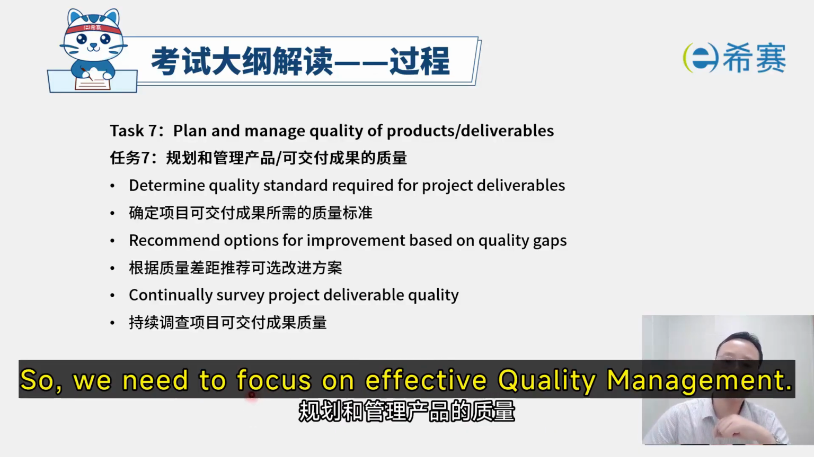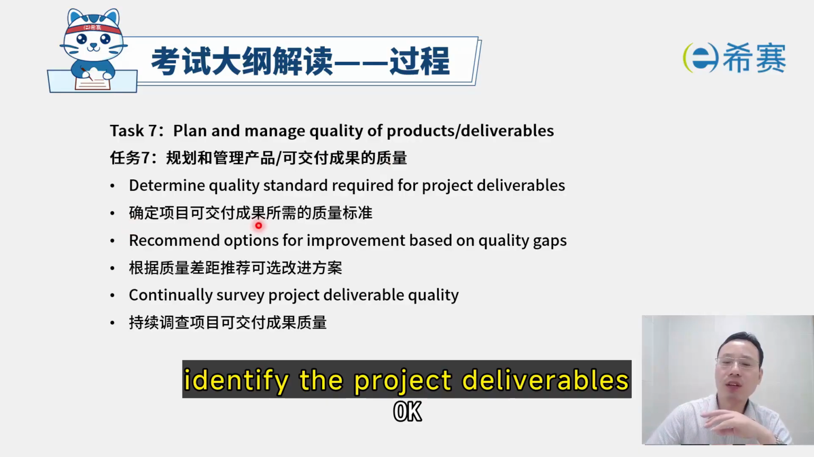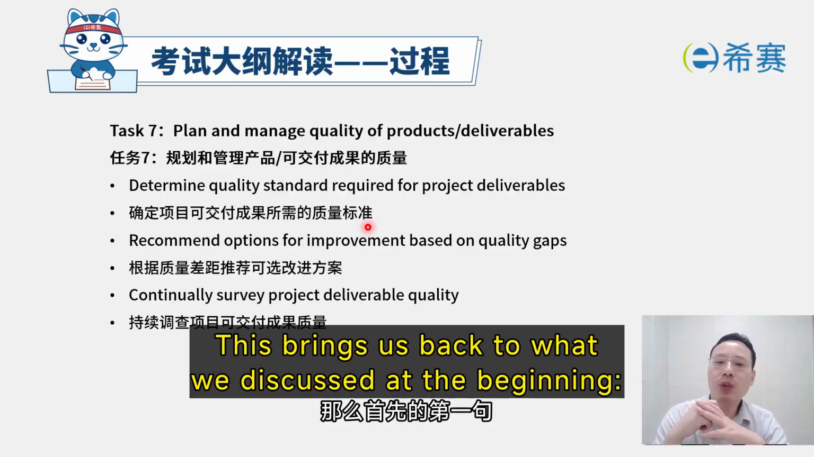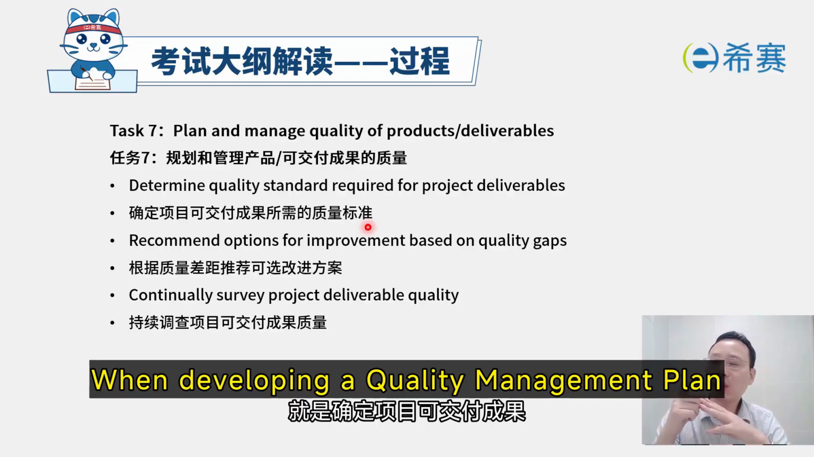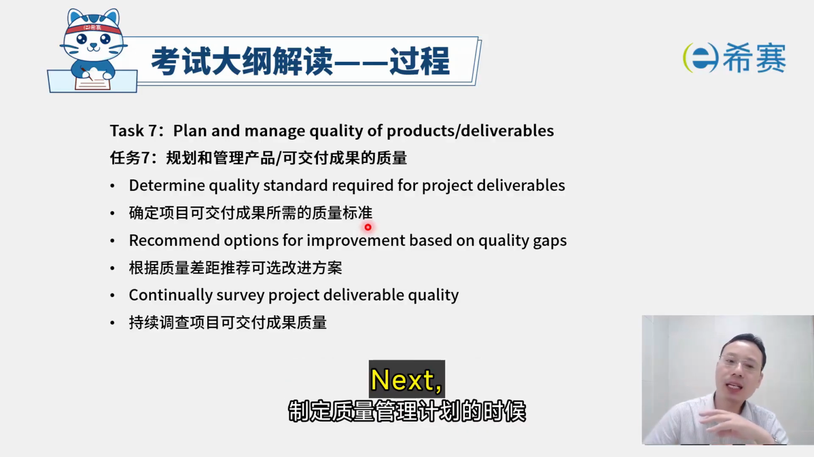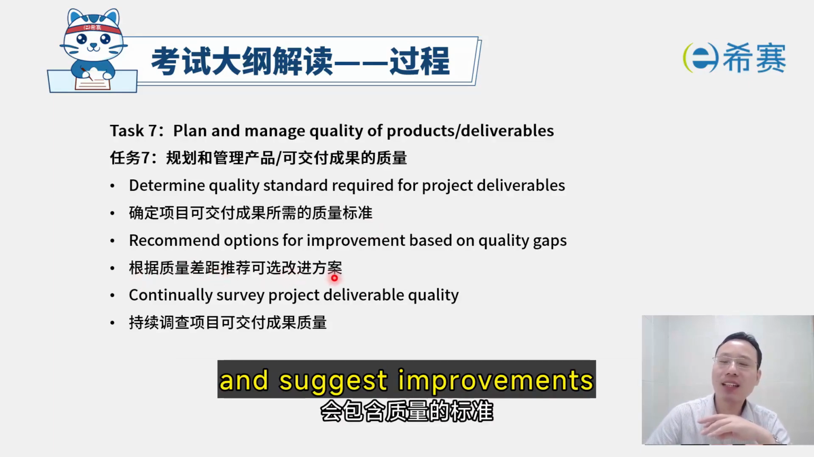Alright. So, we need to focus on effective quality management. The first step is to identify the project deliverables and establish their quality standards. This brings us back to what we discussed at the beginning. When developing a quality management plan, we include quality standards. Next, we identify quality discrepancies and suggest improvements.